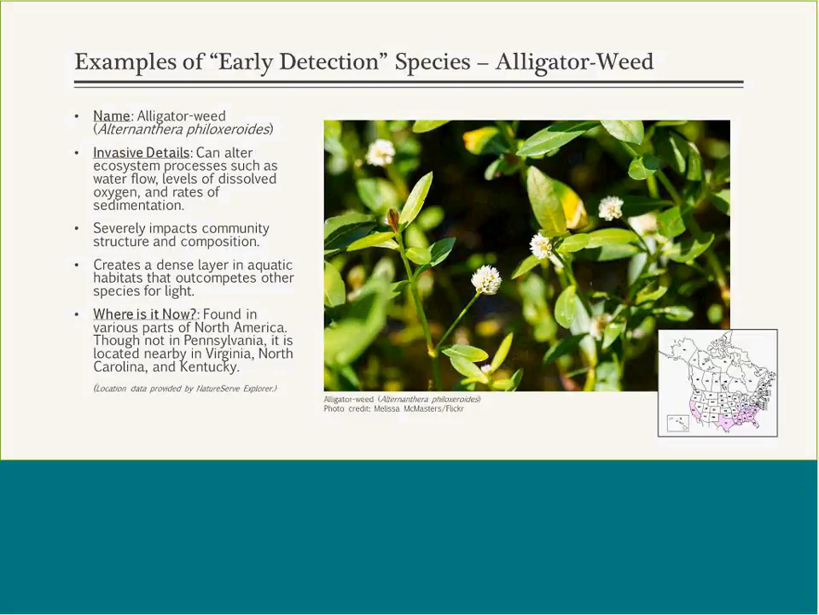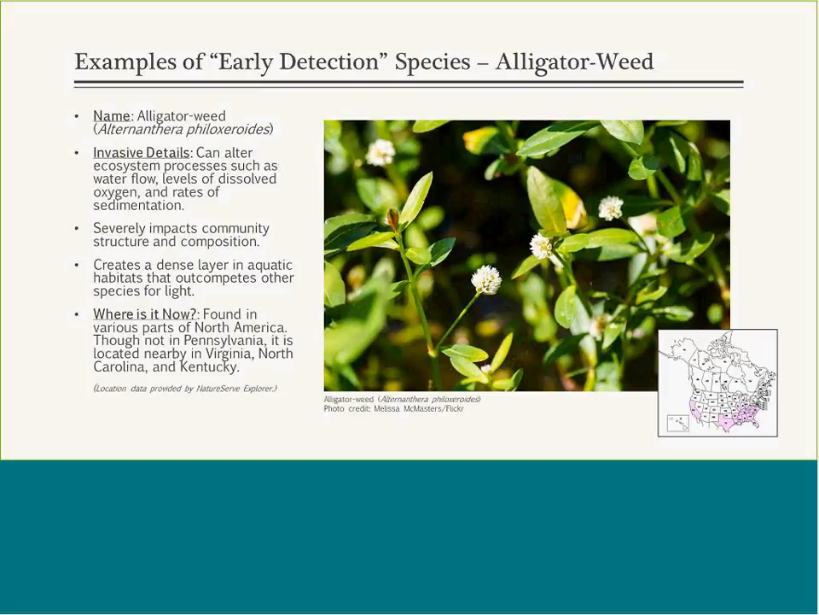So an example is this species called alligator weed. And this one, as we've talked about, is not in Pennsylvania, so it's one to be on the lookout for in case you do find it. It alters ecosystem processes such as water flow, levels of dissolved oxygen, and rates of sedimentation. It severely impacts community structure and composition, and because it creates a dense layer due to the way that it forms in its aquatic habitats, it will outcompete other species for light, mostly the native species that we don't want to have outcompeted.